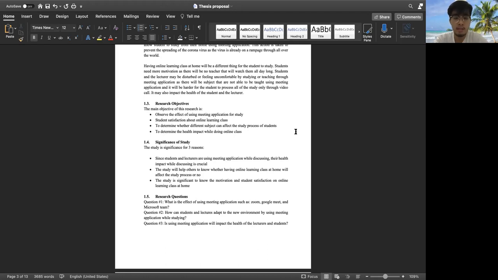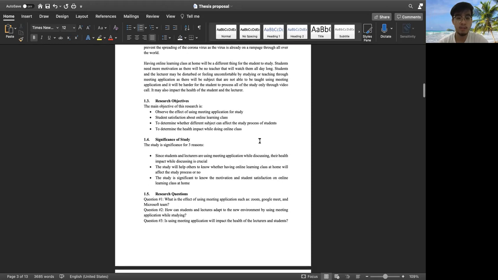The study is significant for three reasons. Since students and lecturers are using meeting application while discussing, their health impact while discussing is crucial. The study will help others to know whether having online learning class at home will affect the study process or not. The study is significant to know the motivation and student satisfaction on online learning class at home.